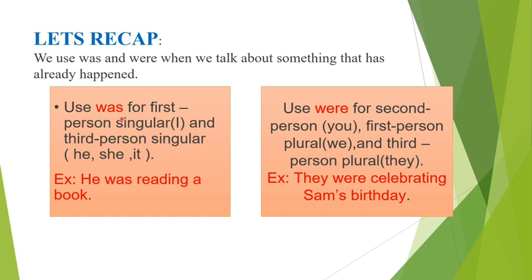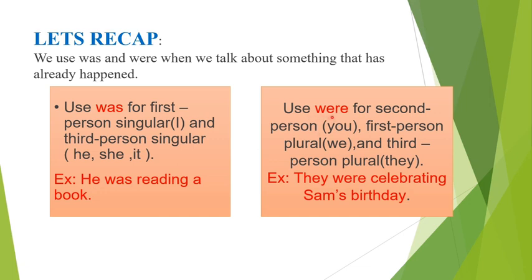We use was for first person singular I and third person singular he, she, it. For example, he was reading a book. With he, which is a singular third person subject, we are using was.